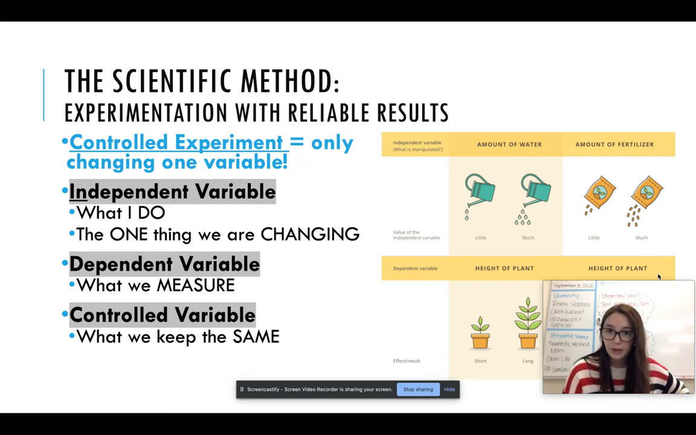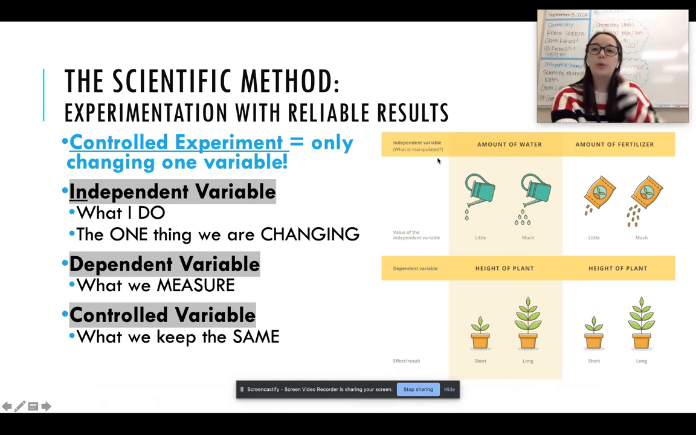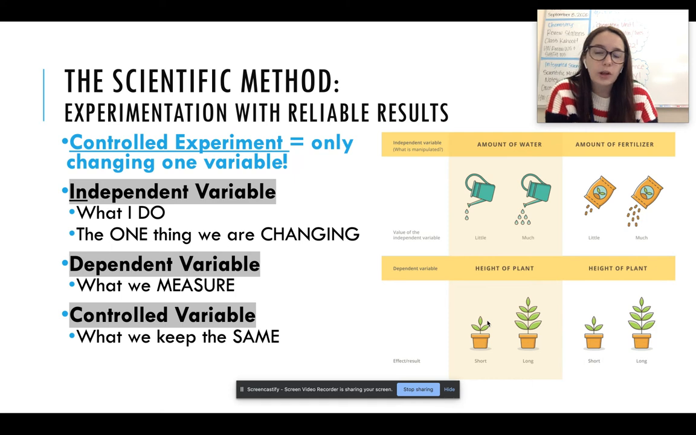So for example, in this little image I have, my independent variable, what I'm manipulating, is the amount of water, or I could change the amount of fertilizer. So I'm changing the amount of something. My dependent variable is always going to be the height of the plant. So it's like the effect of changing that. If I only fertilize a plant with a little bit of fertilizer, it's going to be short. But if I use a lot of fertilizer on a plant next to it, for example, then it's going to be tall. My other variable is a controlled variable, and that's what's kept the same.